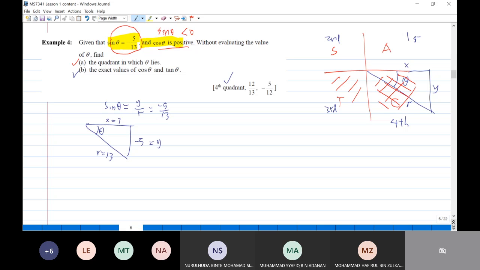So this is a right angle triangle. You can use it to figure out y and x here, because we know that x squared plus y squared is equal to r squared. This is the Pythagorean theorem. I don't know what x is here, but I know y is minus 5. So x squared plus minus 5 squared equals r squared, where r is equal to 13.